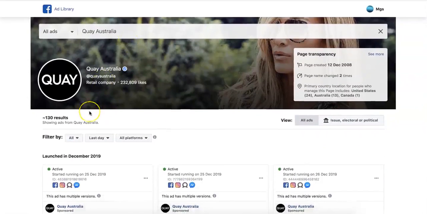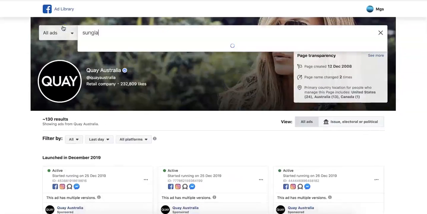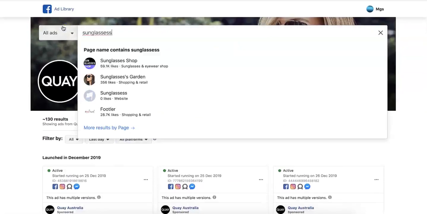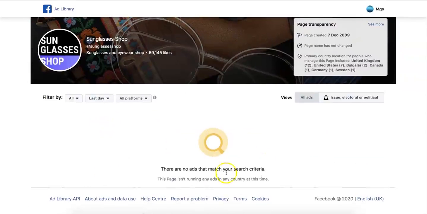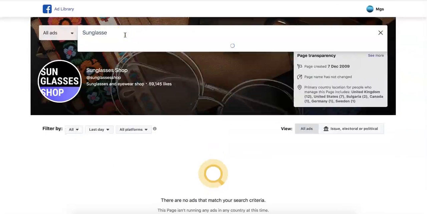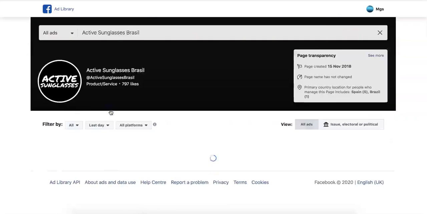What you can do as well is type in up the top here what you're looking for. Sunglasses. Sunglass shop. It's got 59,000 people who follow it. And they're not running any ads at the moment. But when you're running your ads, just run your ads through here and have a look at big brands. Here we go. Active Sunglasses, 797,000 people. Then they've got 1 million people following them.